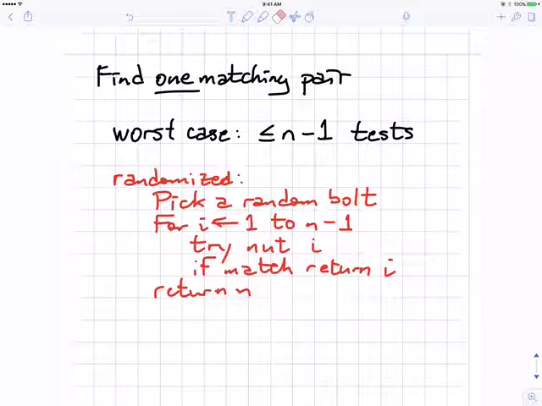Intuitively, what would you expect the behavior of this algorithm to be? The only thing that I have done that's actually different from the deterministic algorithm is this line, that word. The deterministic algorithm just omits the word random. So it's still correct. I'm just being a little bit more specific about which bolt I want to pick, namely every one with equal probability. So what would I expect? What do you think the expected number of tests is going to be?